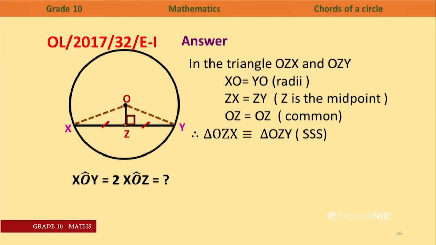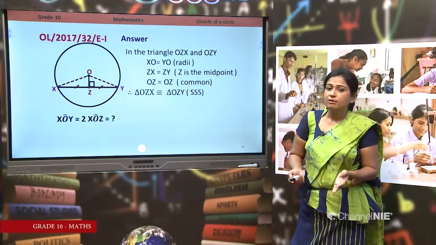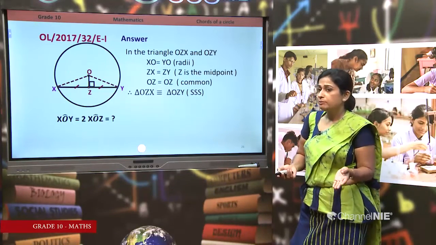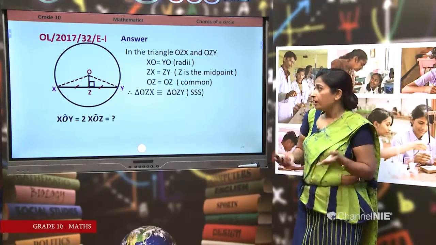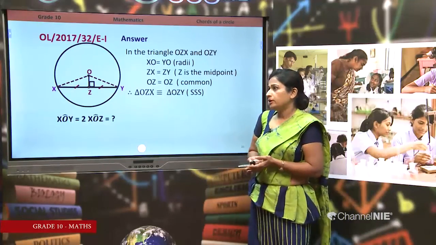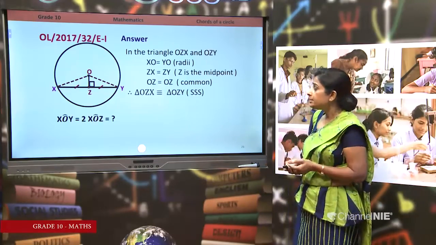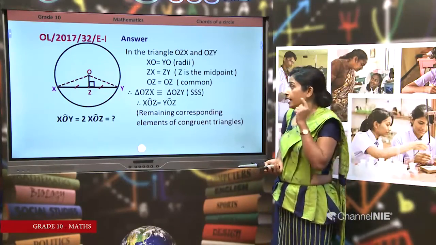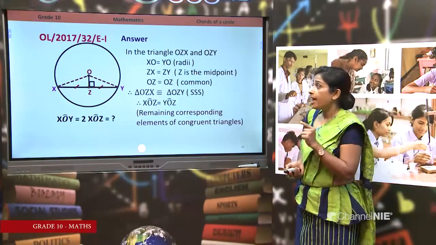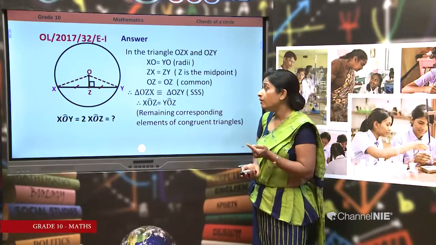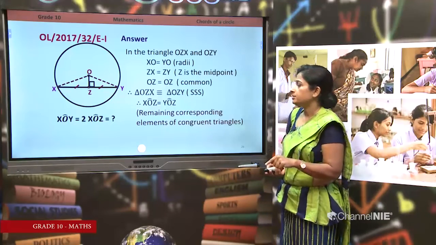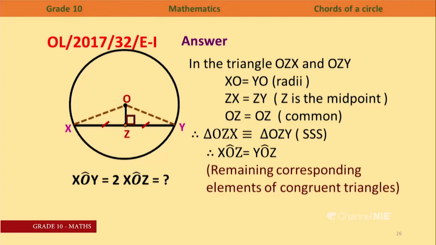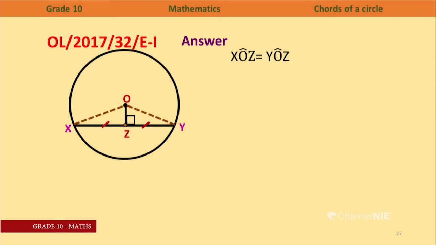If these 2 triangles are congruent, what can you say? Remaining corresponding elements of congruent triangles are equal. What are the remaining corresponding elements? We have to consider one pair here. What's that? The angle XOZ and the angle YOZ are equal to each other. Why? Remaining corresponding elements of congruent triangles. So, if XOZ equals YOZ, then you have to consider the angle. What's that?